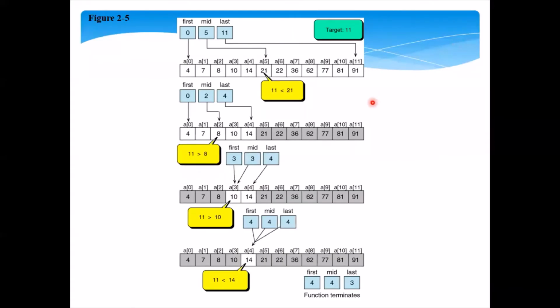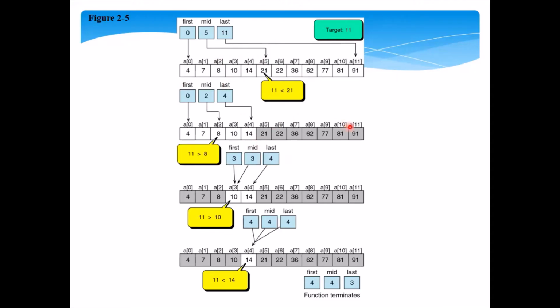Now, what if the target that we are going to look for is not within the list or not within the elements of the array? So here, for example, our target is 11. The same thing as what we did previously, we're going to get the first position, which is 0, and the last position, which is 11.